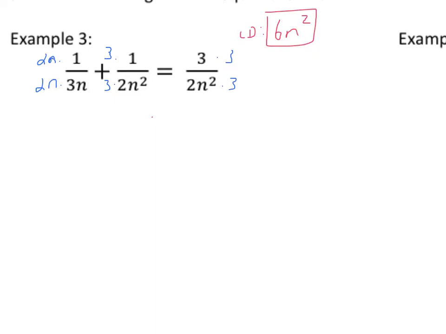What that gives us now is 2n times 1 is 2n, plus 3 times 1 is 3, equals 9. Now all of these would have a common denominator. So I have 6n squared, 6n squared, 6n squared, and the beautiful part about this is I can now just ignore them and just focus on the numerators, which allows me to solve for n.